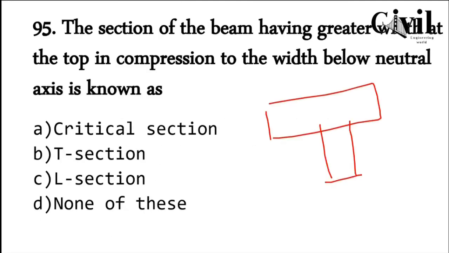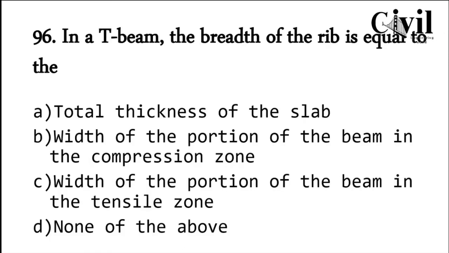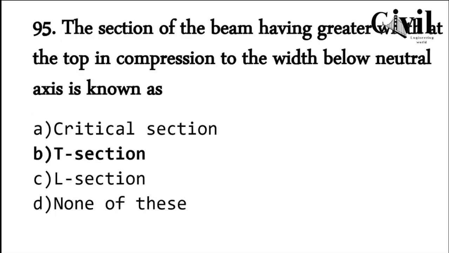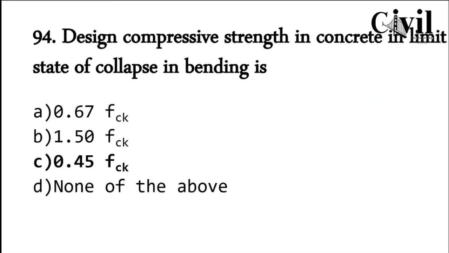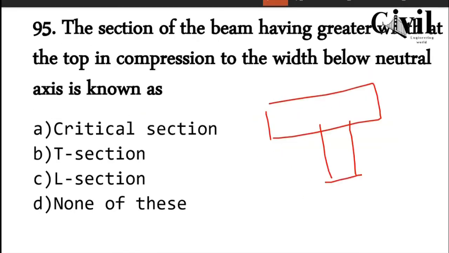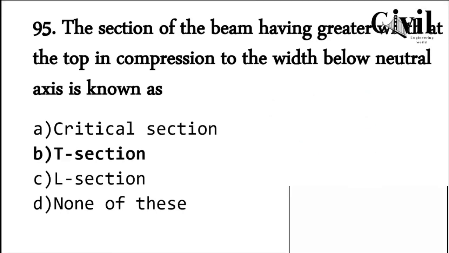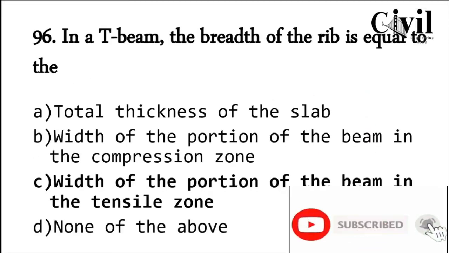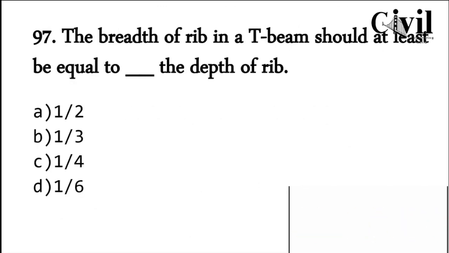Okay, so the section in T-beams, we are gonna see another question that I already told you. That question was, this was a T-beam and this is its rib, its width is saying how much it should be. Okay, so in the T-beam, the breadth of the rib is equal to the width of the beam in tensile zone. Okay, so the next one is the breadth of rib in T-beam should be at least equal to the dash the depth of the rib. So it should be minimum of 1/3. B is the correct answer.